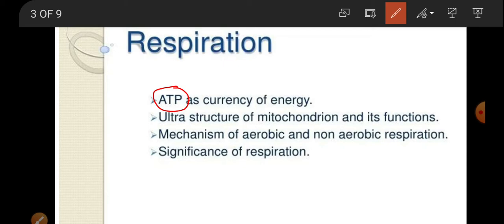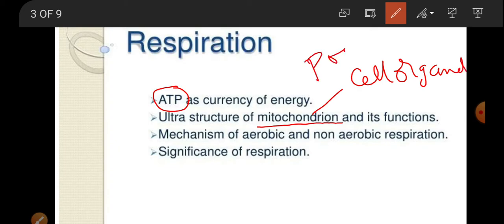So within the cell, where exactly does the respiration process occur? In the mitochondria of the cells. Mitochondria is one of the cell organelles which we call the powerhouse of the cell. Like a power plant, which is a place where electricity production takes place.